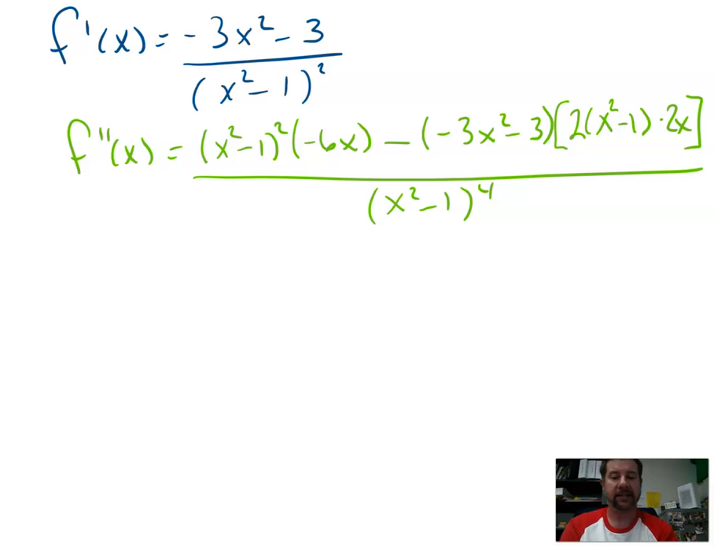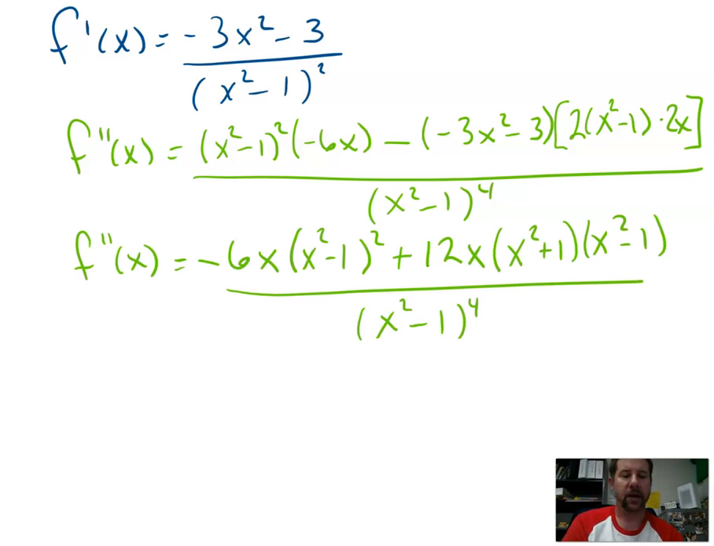All right, now I'm going to tidy this up. Okay, this looks a little bit nicer now. I just moved the negative 6x in front. I took a negative 3 out of this here and multiplied the 2 and the 2, so I got positive 12x now times x squared plus 1 times x squared minus 1 all over x squared minus 1 to the 4th. All right, and now before I start setting this equal to 0, I'm going to have to do some factoring to make our solving a little bit nicer.